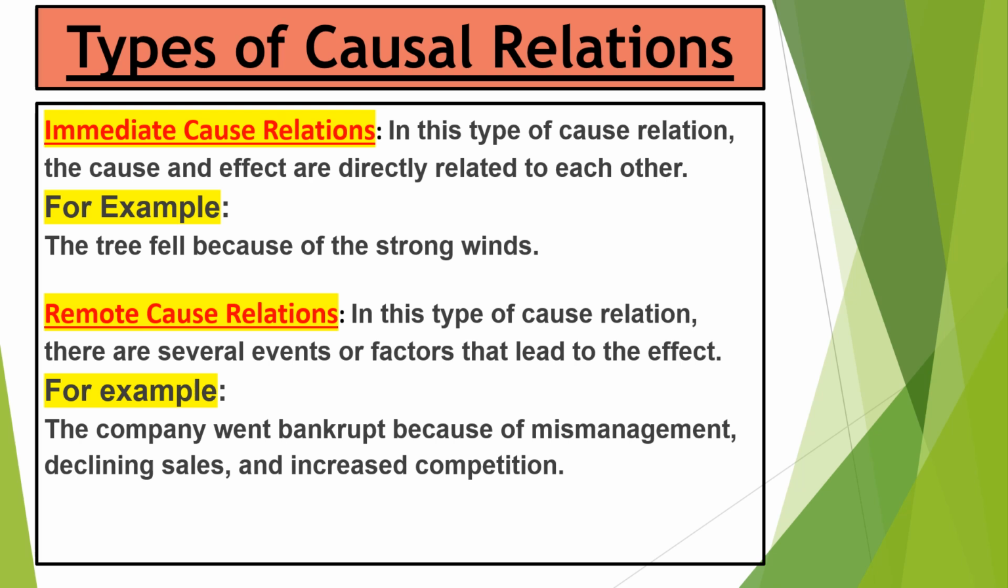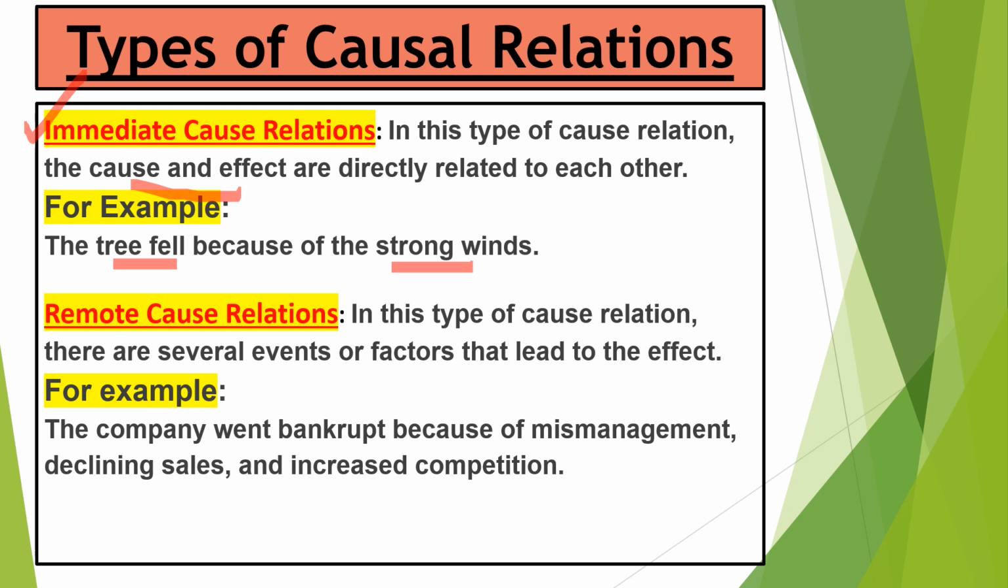Now coming to some of the types of causal relation, first of all, immediate causal relation. In this type of causal relation, the cause and effect are directly related to each other. For example, they are totally related to one another. For example, the tree fell because of the strong winds, and there is only one cause of it. The tree fell because of the strong winds. So both of these things are totally related.